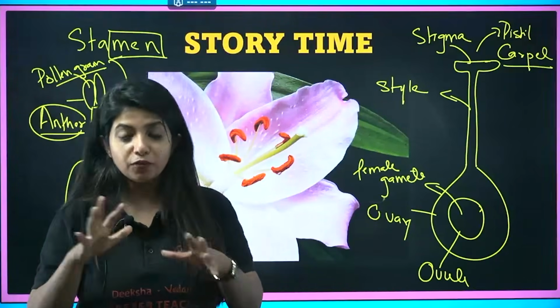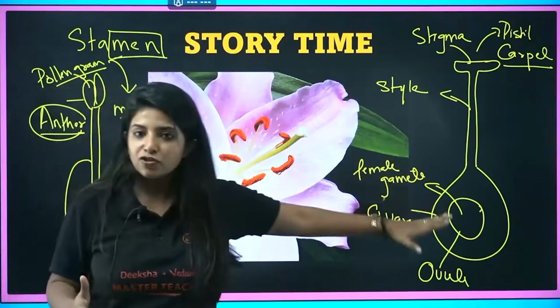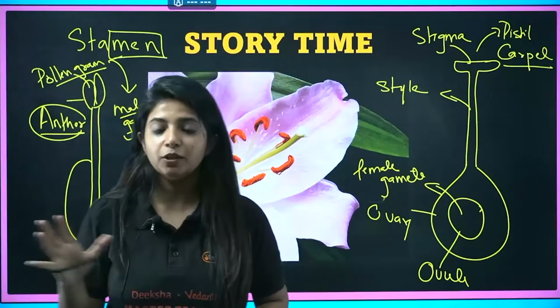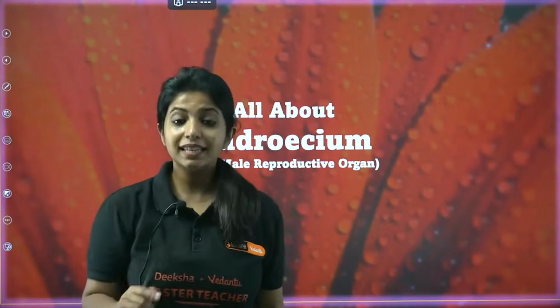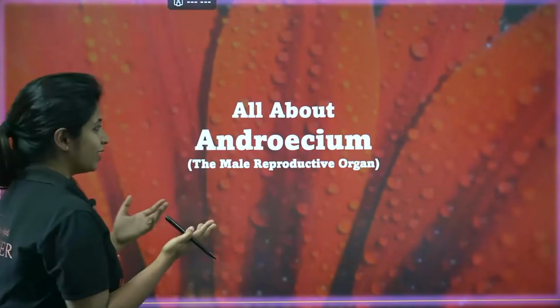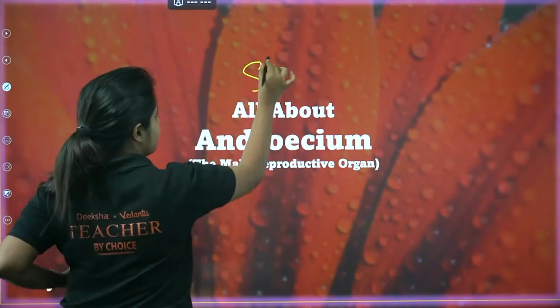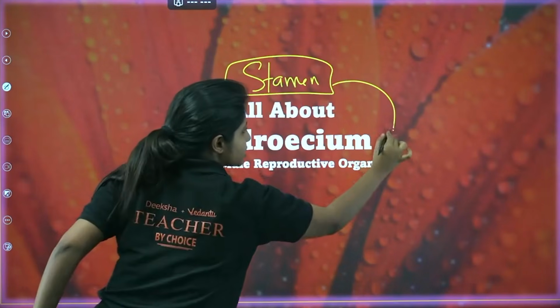So now what we are going to do in this chapter is we'll deep dive into this structure and understand things in a better manner. That is how it is going to proceed. So when I say male part, the other name of it, as you know, is what? It is stamen. From this point onwards, things are going to get very interesting.